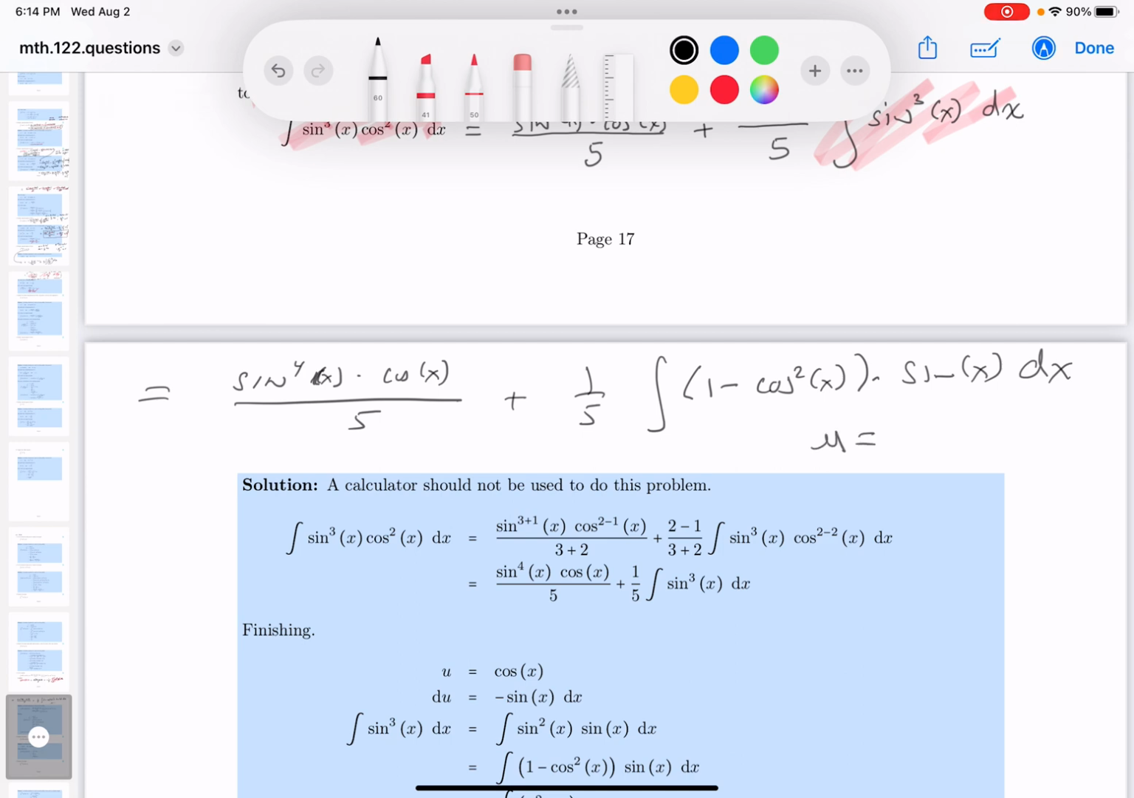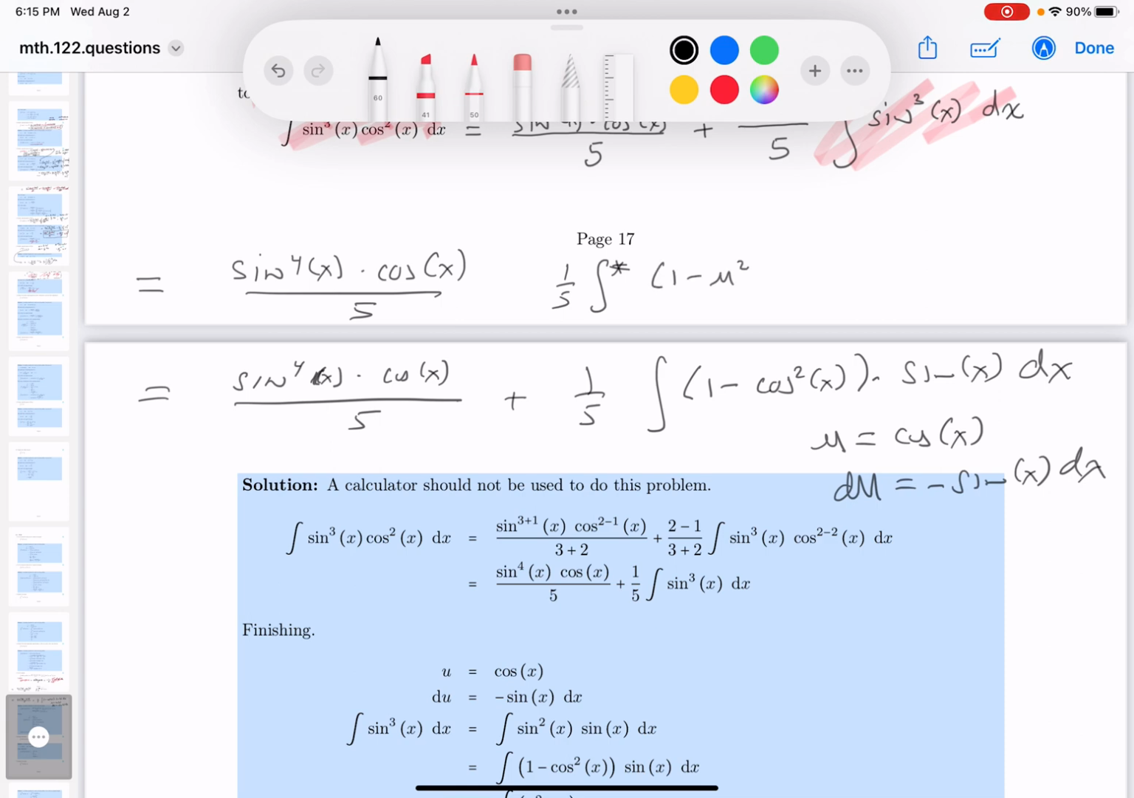I'm going to say u is cosine x, and du would be minus sine x dx. Well, I think I can do it. And I'm going to put it up here. Sine 4 over 5. And now we're going to take this integration, we're going to change it around a little bit. So I'll put the star here. We still get 1/5. Hopefully it's going to get easier, by the way. And I see 1 minus u squared. That's not an issue for me. And then sine x dx is actually equal to a minus du. Is that an easy integration problem to do? It is, and let's just go through that.